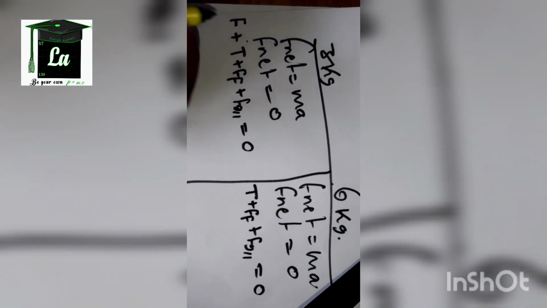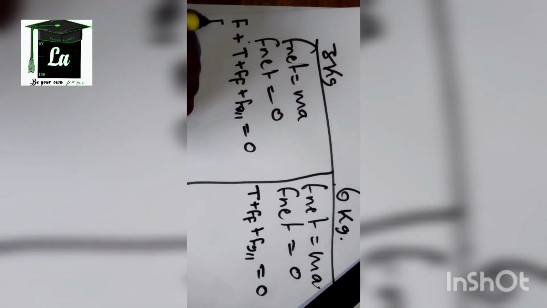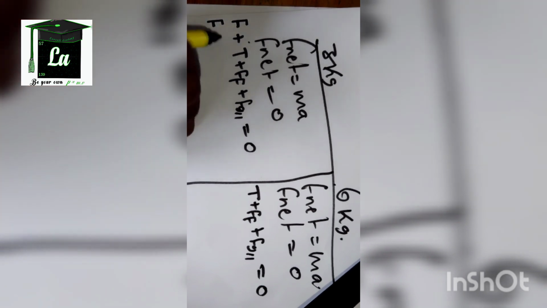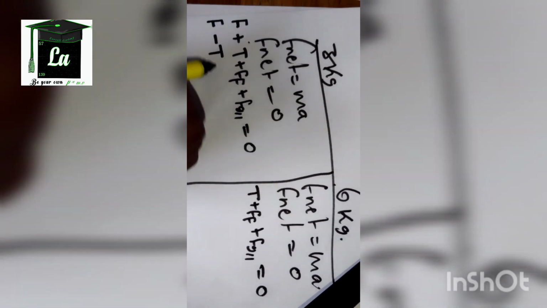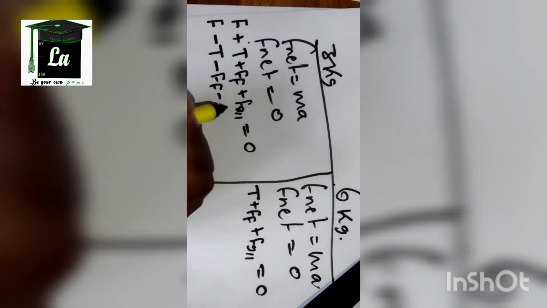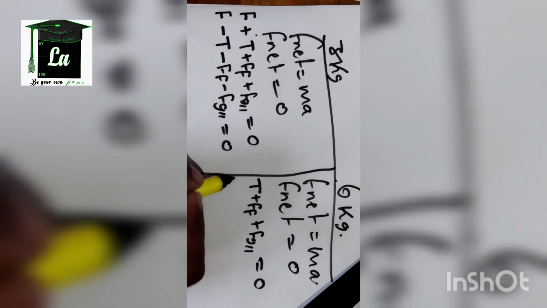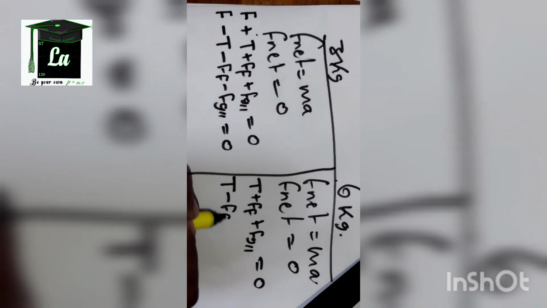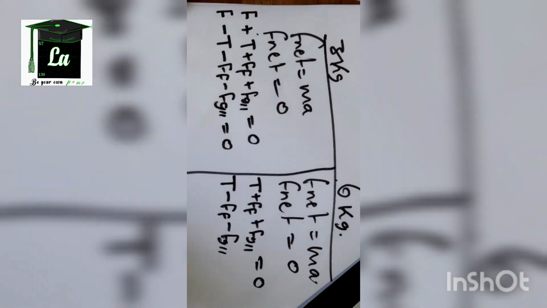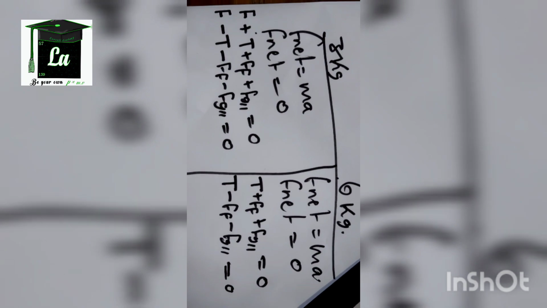Now, choosing the sign, you'll see your F is in the same direction as the motion of the object, so it will be positive. Then the rest are acting in the opposite direction, so they will be negative. Negative frictional force, negative Fg parallel is equal to 0. On the 6 kg block, tension is positive. The rest become negative: negative frictional force, negative Fg parallel. It's equal to 0. Right.